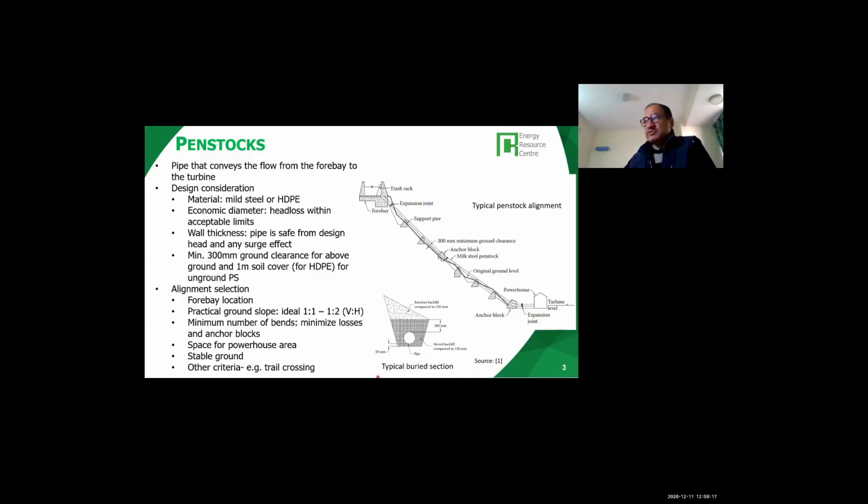The powerhouse area has to be decided. It has to be on stable ground. If there is a landslide or loose soil, the penstock can be damaged. The support piers may have problems. When there is pressure in the penstock, and if there is movement in the ground, the penstock can break, which will also create a problem.